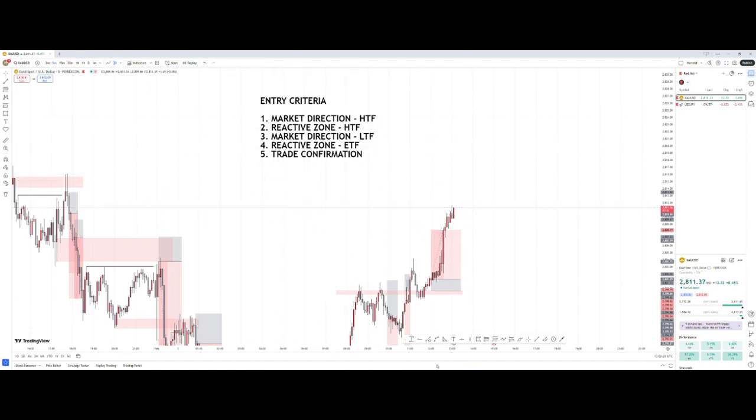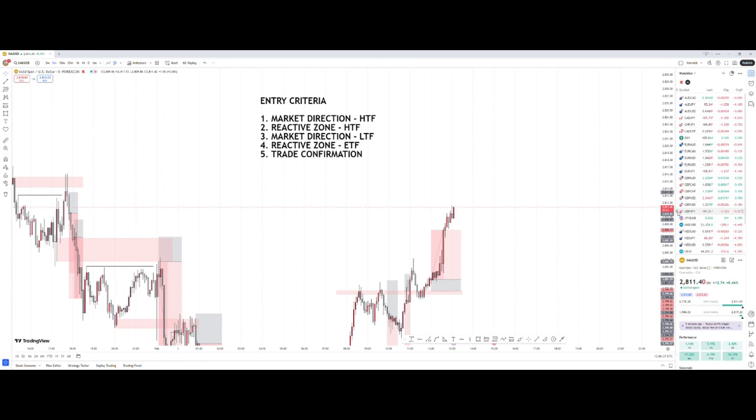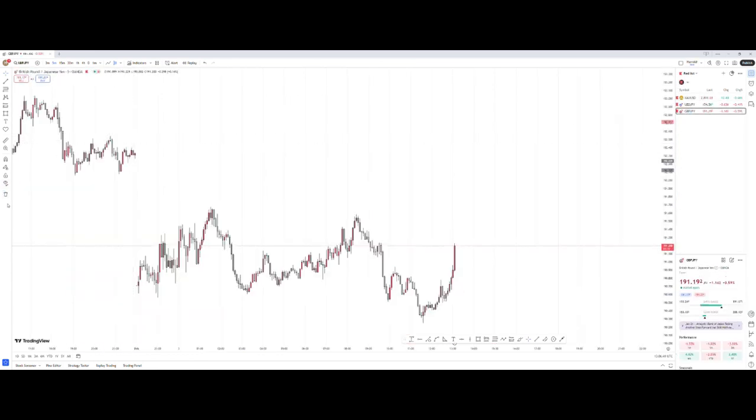What pair do you want me to use? Type it in the chat box, guys. Someone said GBP JPY, GBP JPY, USD JPY, GBP JPY. Okay, so let's take GBP JPY. Let me add that to the red list. Let me clear the chart.